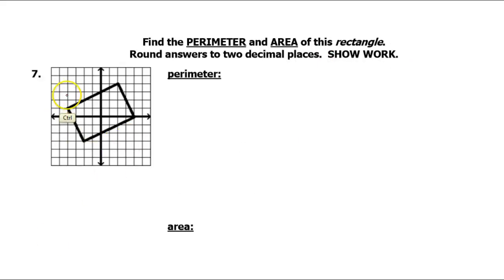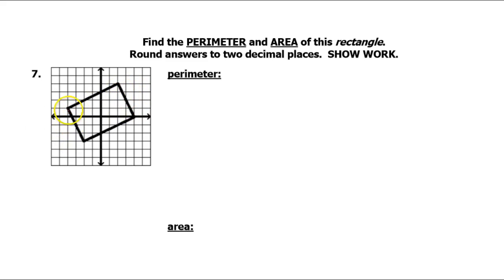For number 7, we need to find the perimeter and the area. All right, so let's start with the perimeter. Now I can see that this is a parallelogram, because the opposite sides are parallel. So I don't need to find the length 4 separate times. I can just find the 2 lengths, and I know that the opposite sides will be congruent.